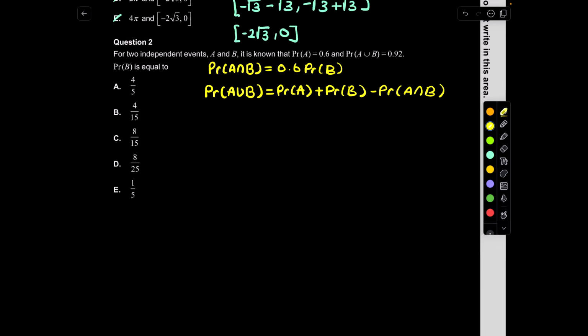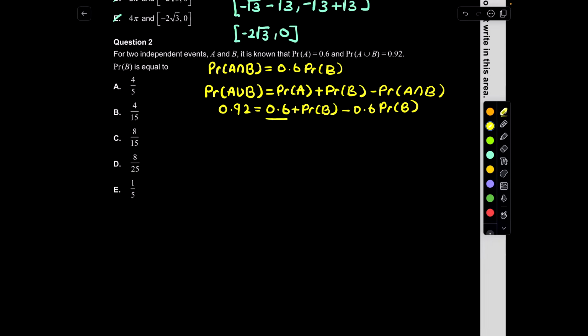And so we know that the probability of A union B here is 0.92. We know the probability of A is 0.6, plus the probability of B minus your probability of A intersection B. Now we already have that, don't we? It's this here. So minus 0.6 probability of B. And we got a nice algebraic equation here that we can solve.